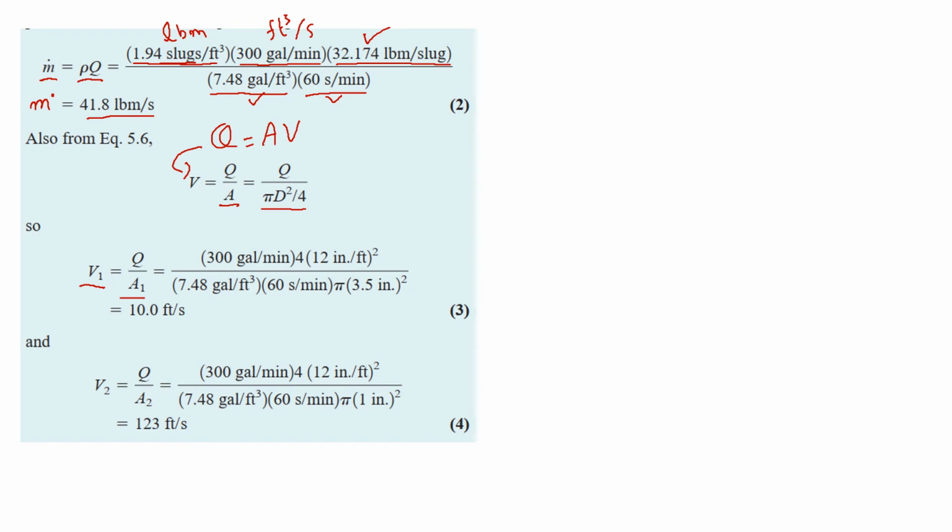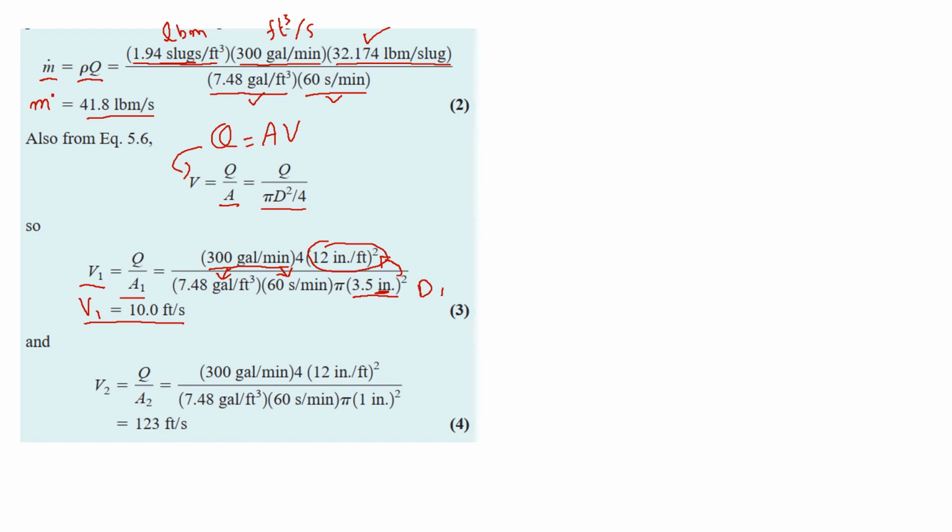So area here is pi d square by 4, so in this case this will be d1. It is in inches, so it needs to be converted into feet, so that's why this term is here in the equation. And this is the 300 gallons per minute, that is again the volumetric flow rate. To convert it into cubic feet per second, this term is used. So overall we get our velocity v1 equal to 10 feet per second.